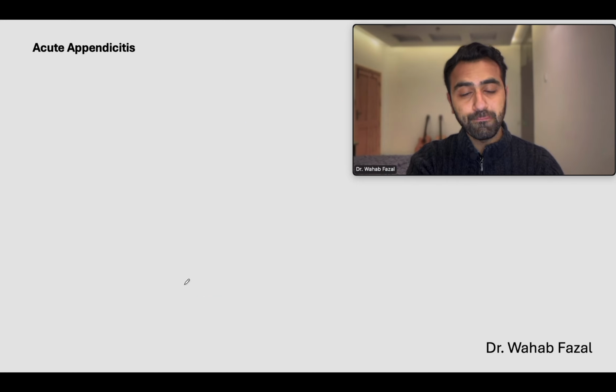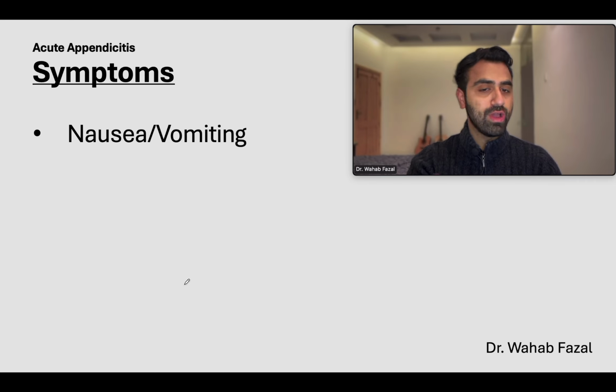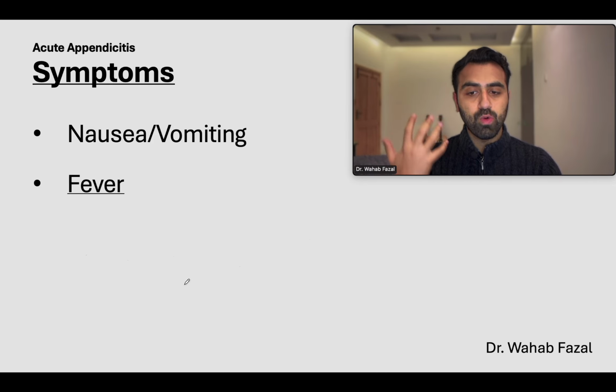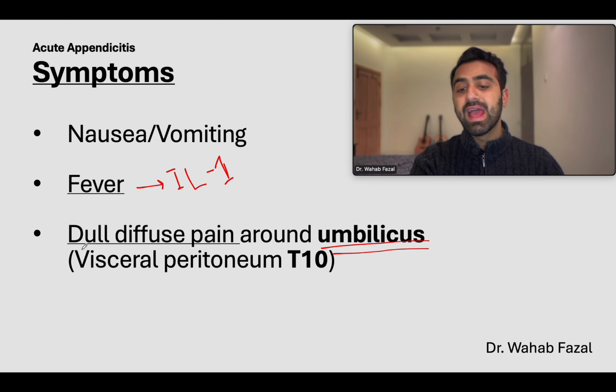So what are the clinical features of appendicitis? Starting with the symptoms, you have nausea, vomiting. Of course, there's active inflammation inside your body. You'll get nausea, vomiting, you'll get fever, you'll get dull, diffuse pain around the umbilicus. Why is the fever happening? Because there's inflammation, so you might get release of interleukins like IL-1 that cause fever, and then dull, diffuse pain around the umbilicus. Why is it dull?